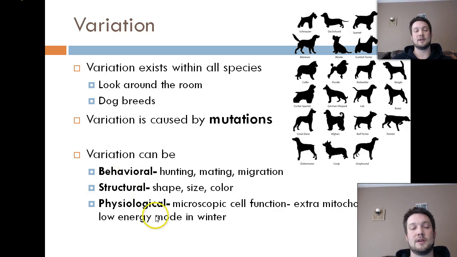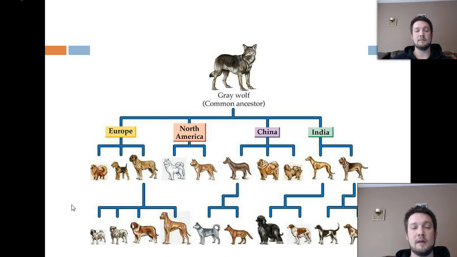So those are the 3 kinds of variation that we discuss. Okay, here's a cool example. All dogs, in case you didn't know, are descended from gray wolves. That's Canis lupus. And you have some older groups of dogs where they came from. So these are some older breeds. And then from some of those you get other dogs.